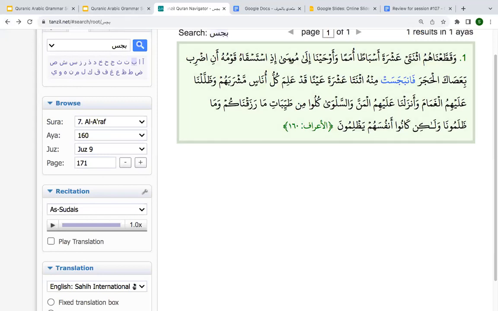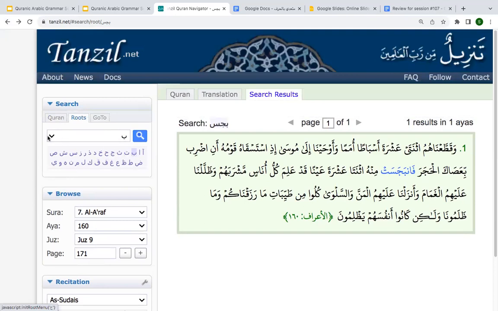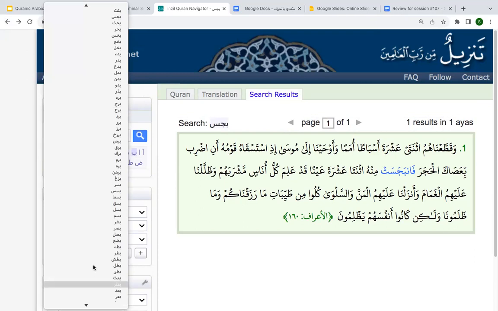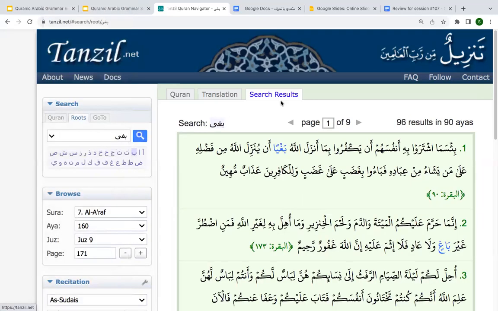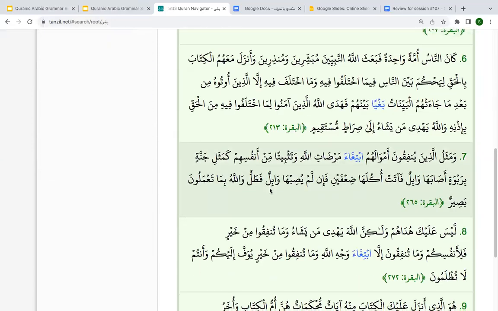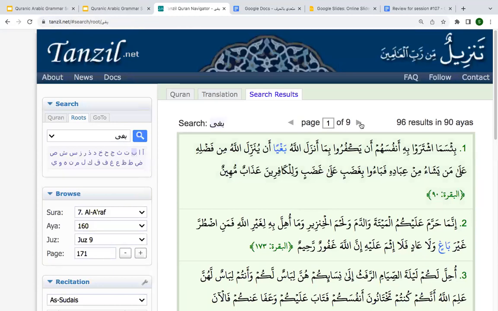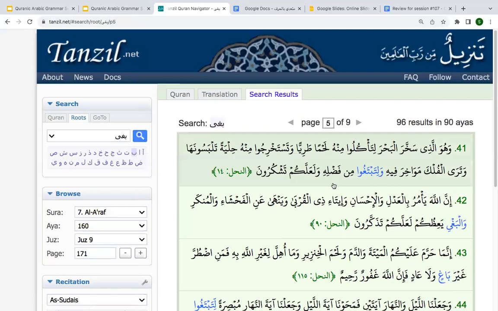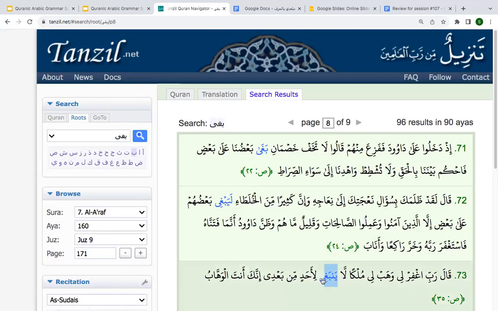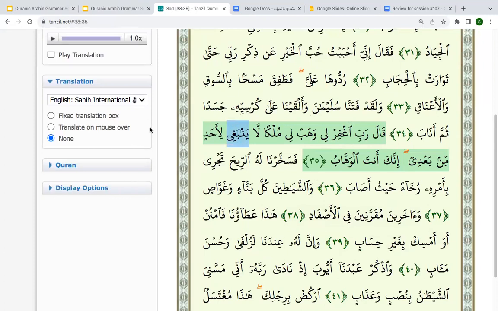And then I have one more word and then we'll call it a day, inshallah. Where is this word coming from? Yanbaghi. Yanbaghi. What helped you determine that this is from family number 7? And this is a mudare of family number 7.